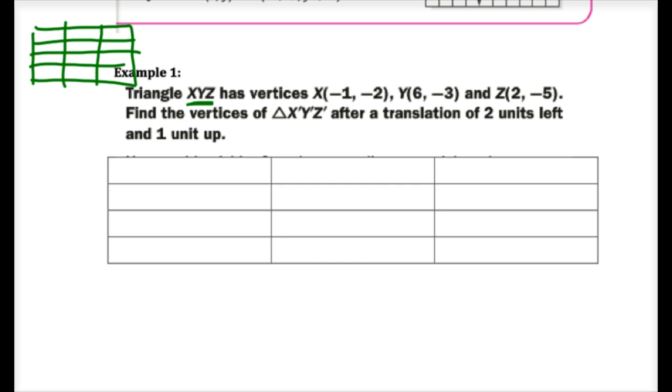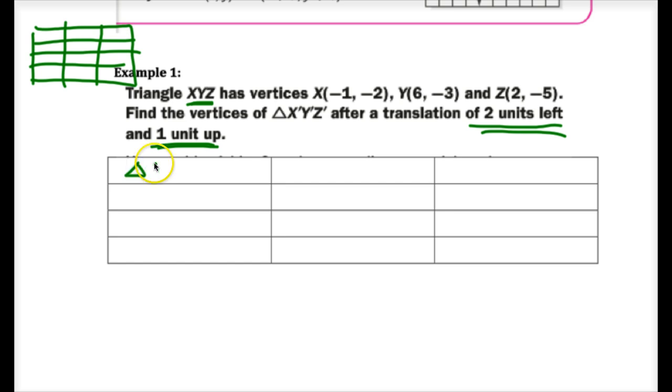Triangle XYZ has vertices at (-1, -2), (6, -3), and (2, -5). Find the vertices of X prime, Y prime, Z prime after a translation of 2 units left and 1 unit up. Double underline that. That's important information. We always go left, right first because that's our x movement, and then up, down second because that's our y movement. So here's how we do this.